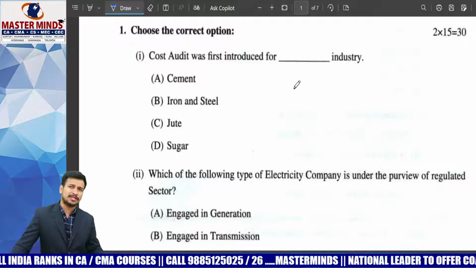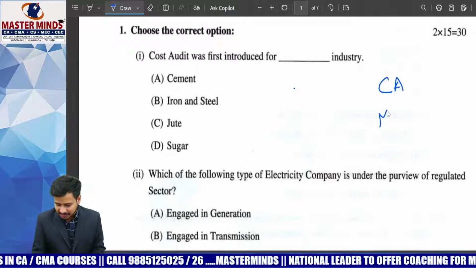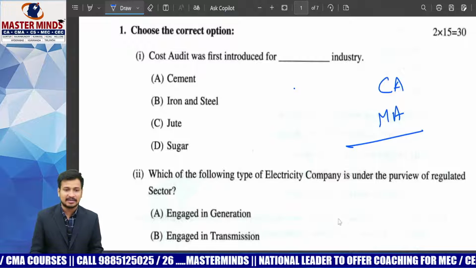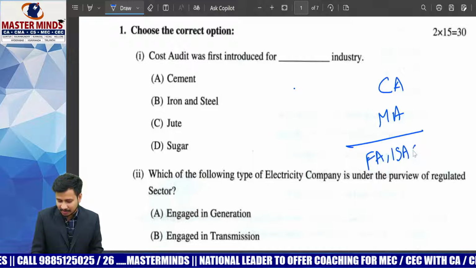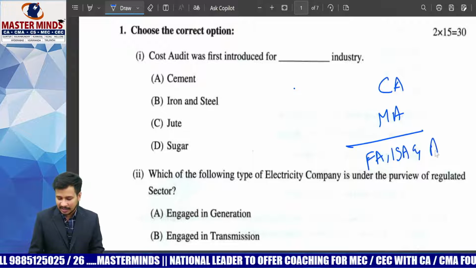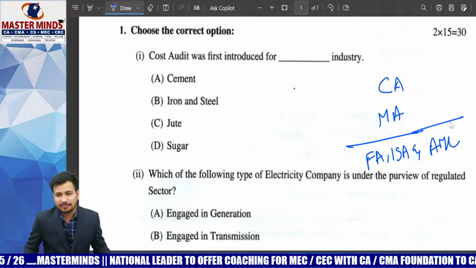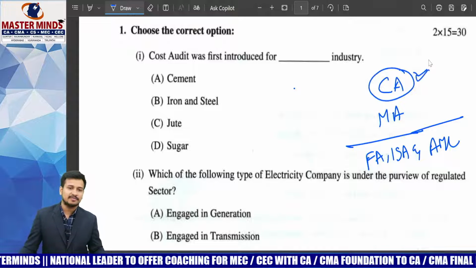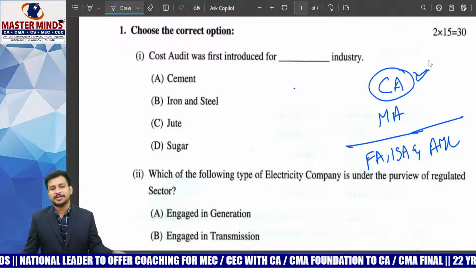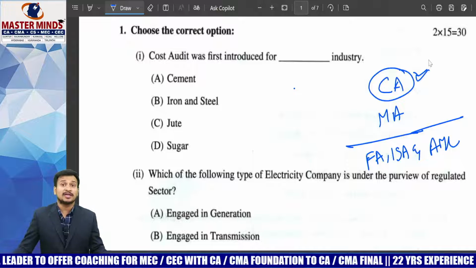But one more thing I would like to tell: even though you're having cost audit, management audit and other allied acts like forensic audit, information system audit and lastly the anti-money laundering act, 70% of your testing is only from cost audit itself. So it's highly recommended that if you're pretty sure with cost audit, passing in this subject is pretty easy, nothing difficult at all.